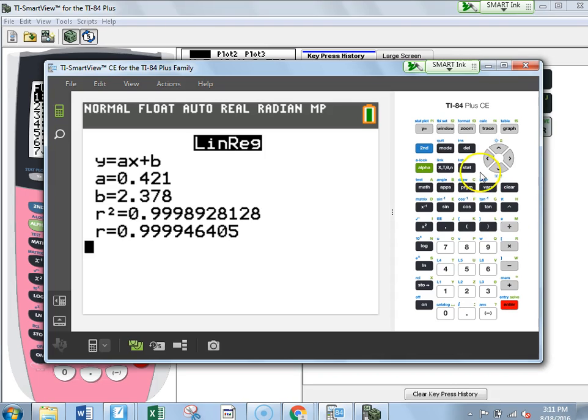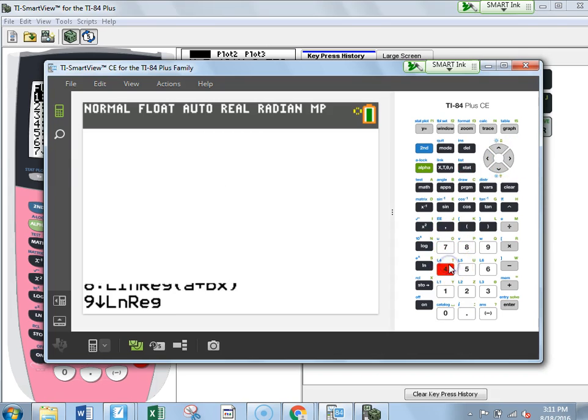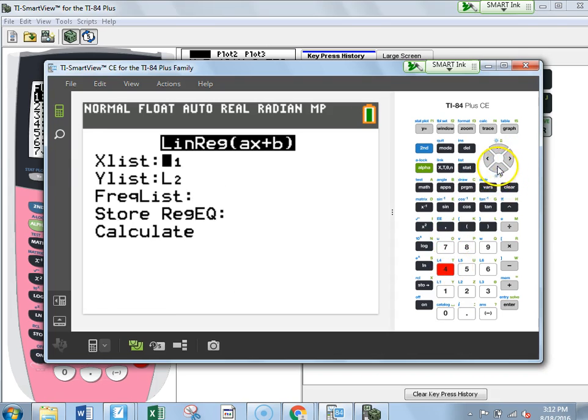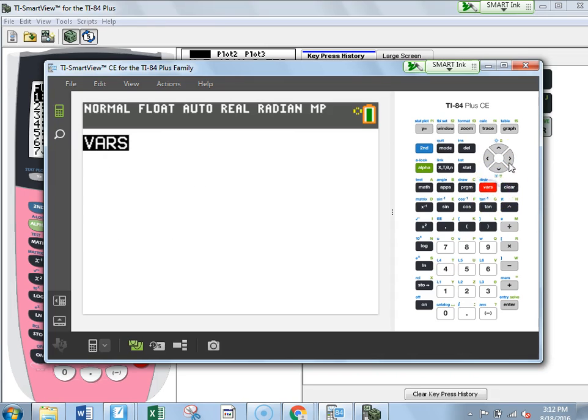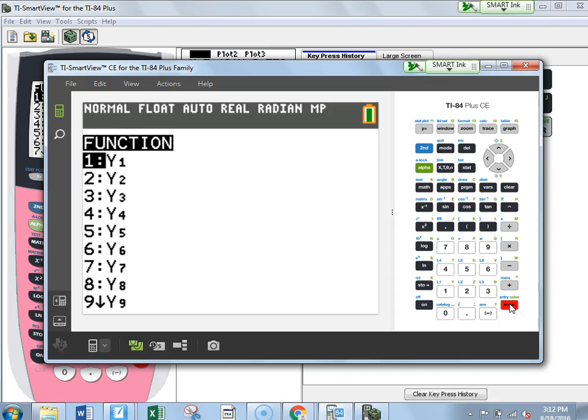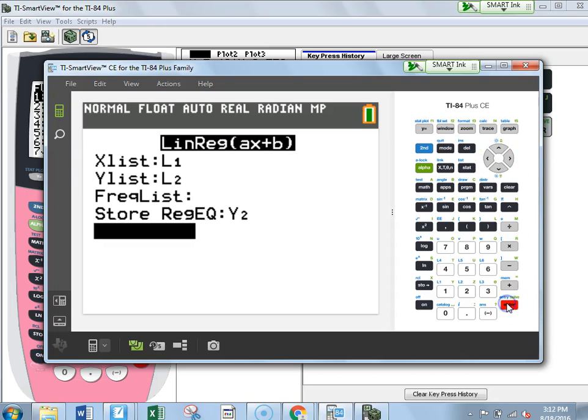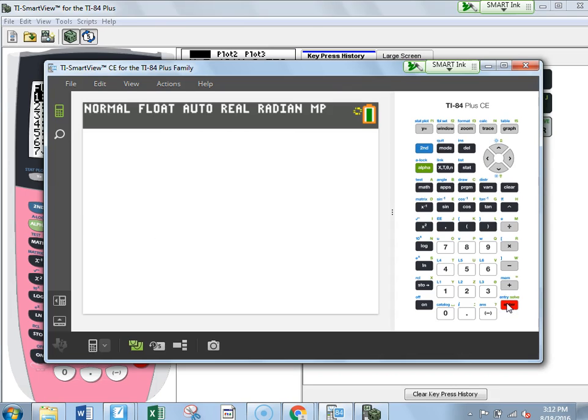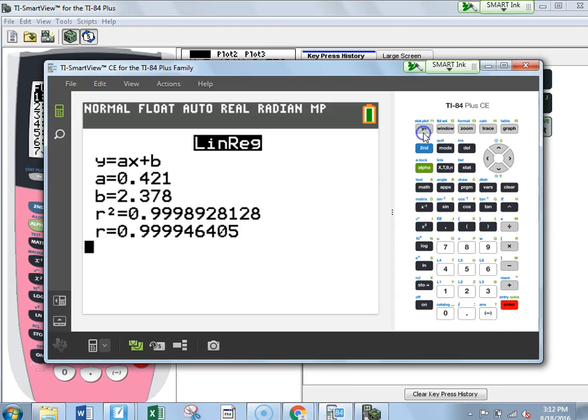Otherwise, you can redo it. Do you remember the steps? Stat, right arrow, 4. Then if you want to store it, you have to go down here to the VARs. Okay. I think I put mine in Y2, didn't I? Yeah. Okay. Did you figure out what was wrong? Yeah. Okay. Everybody has an R in an equation? Okay, if you go to y equals now, it should be stored there.